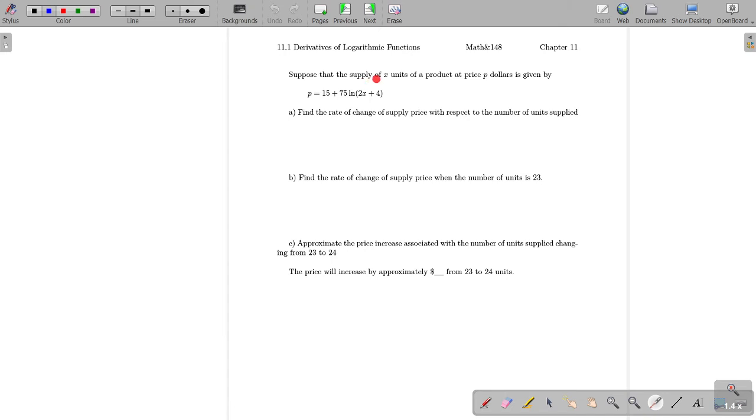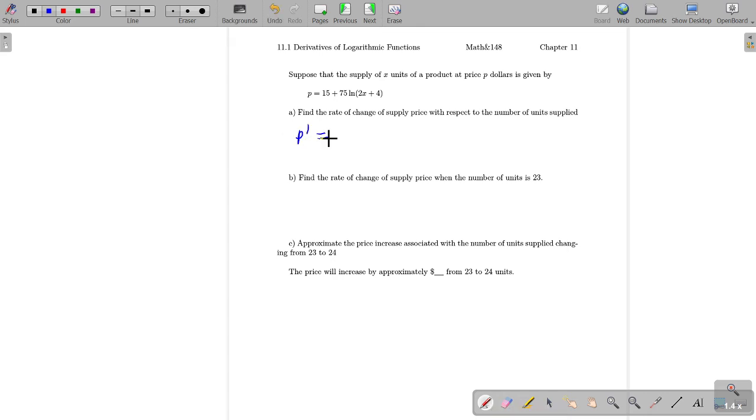Suppose that the supply of x units of a product, price p dollars, is given by p equals 15 plus 75 natural log of 2x plus 4. Find the rate of change of supply price with respect to the number of units supplied. So in other words, what is p prime? So I need to take the derivative of this.